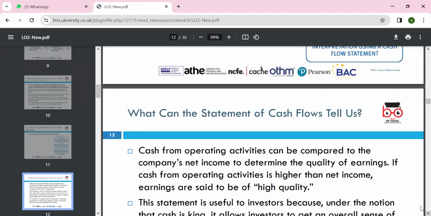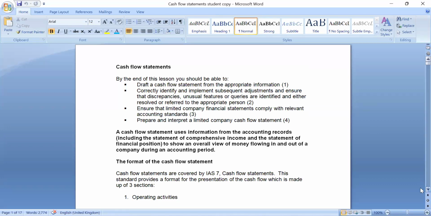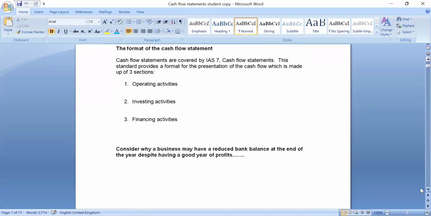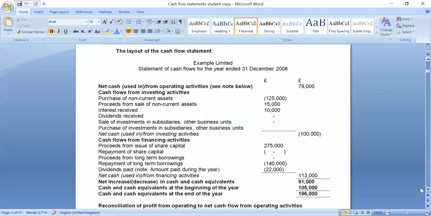Okay. So cash from operating activities can be compared to the company's net income to determine the quality of earnings. What I'm going to do, guys, is send you the handouts in the chat box. So you can look at IS7, the question and the answers. If at any point you don't get it, you can ask me, and we can discuss it in the next lesson. So net cash from operating activities.